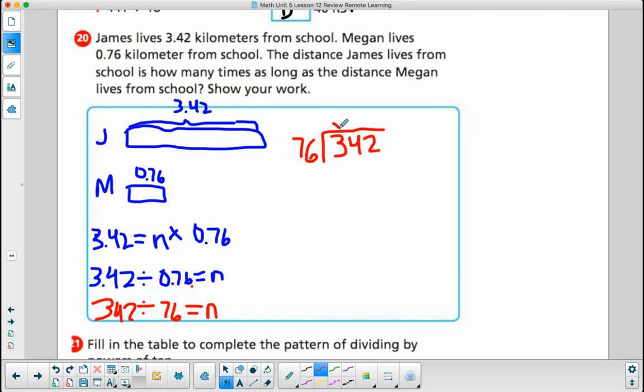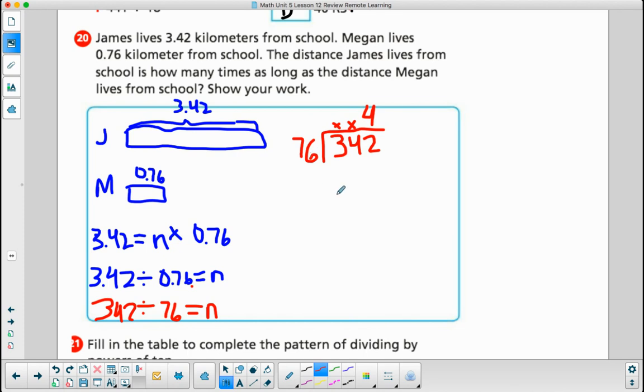All right, so 3 does not divide by 76. 34 doesn't. 342. Well, 76 is right in the middle of 70 and 80. So if I think of 76 as 80, how many 8s in 34? There would be 4. So I have about 4 as my estimate. I might have overestimated, I might have underestimated, I'm not sure.